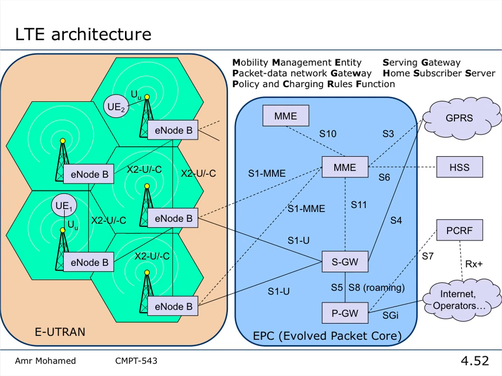We don't see the MSC at all here. Even GPRS becomes like a visited network or another network. Here we converge, and instead of Node B, we use eNode B, or enhanced Node B.